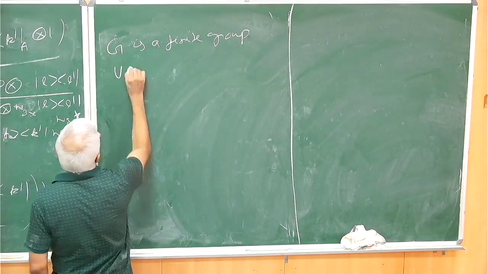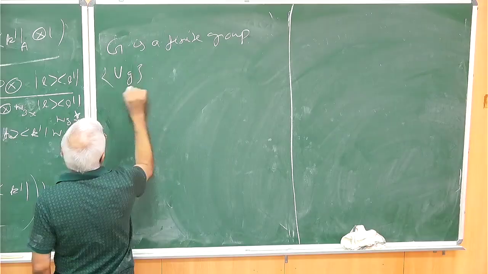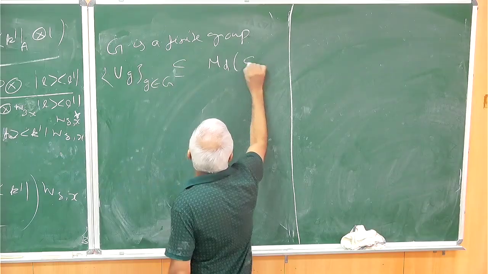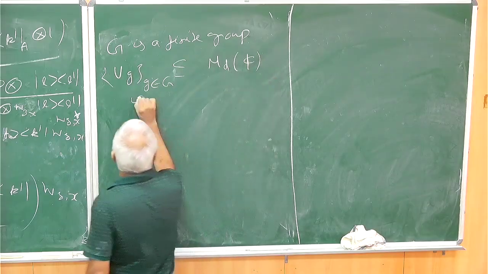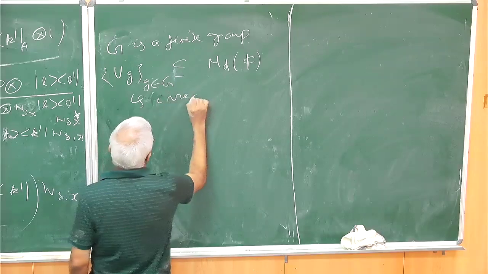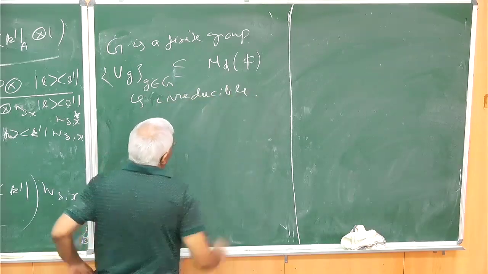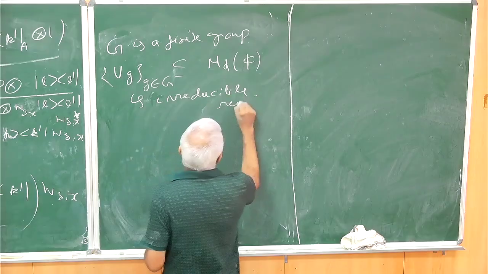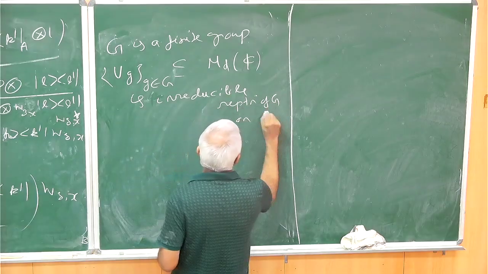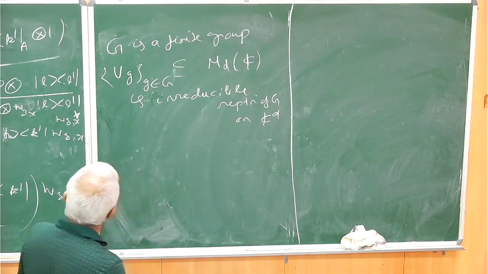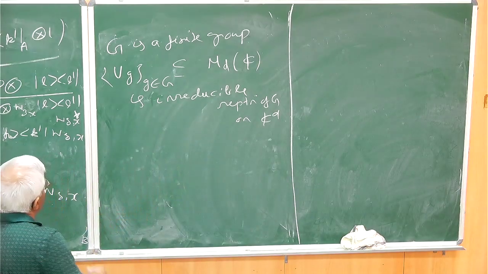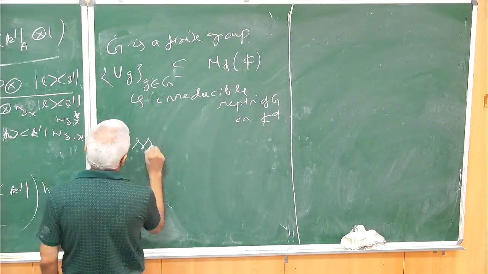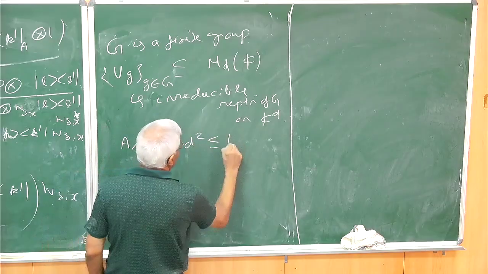And U_g, g in G, contained in M_d(C), is a unitary representation, an irreducible unitary representation. I'm going to use the same idea here. So, an irreducible representation of G on C^d. Then how do we do this teleportation in this setting? Assume d squared is less than this.